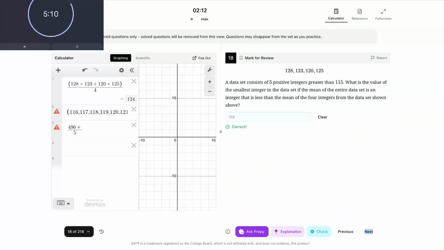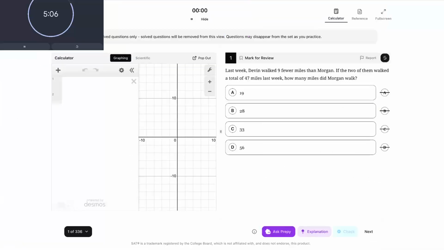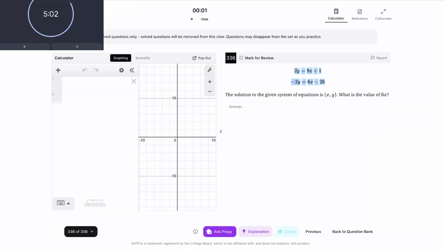Oh, we have 5 minutes. Let's do advanced math. Let's do an algebra one that's hard, because all of them have been medium lately. Let's do 336. Okay, bruh. Okay.